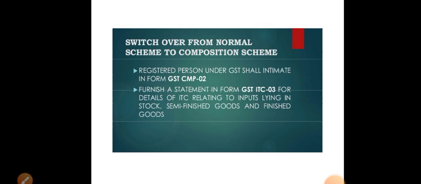Switching over from the normal scheme to the composition scheme: already you are in an ordinary scheme, and now you are going for the composition scheme. The registered person under GST shall intimate in the form GST CMP 02. This form they have to fill. Furnish a statement in the form GST ITC 03 for details of ITC relating to inputs lying in stock, semi-finished goods and finished goods.